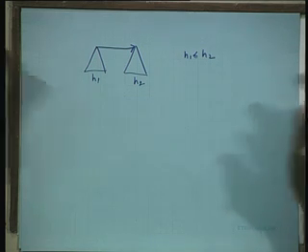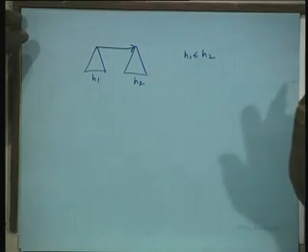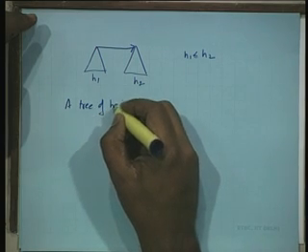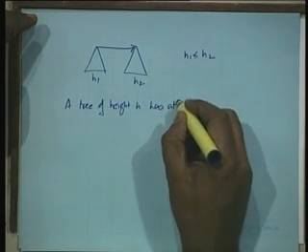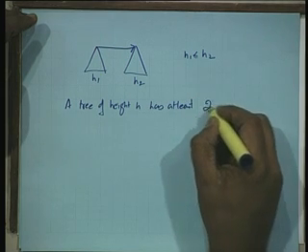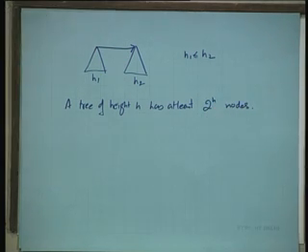Now, what should my induction statement be? What is the claim I should try to make? For a tree of height h, what should I try and prove? A tree of height h has at least 2 to the h nodes. Good. Just the converse of that claim.